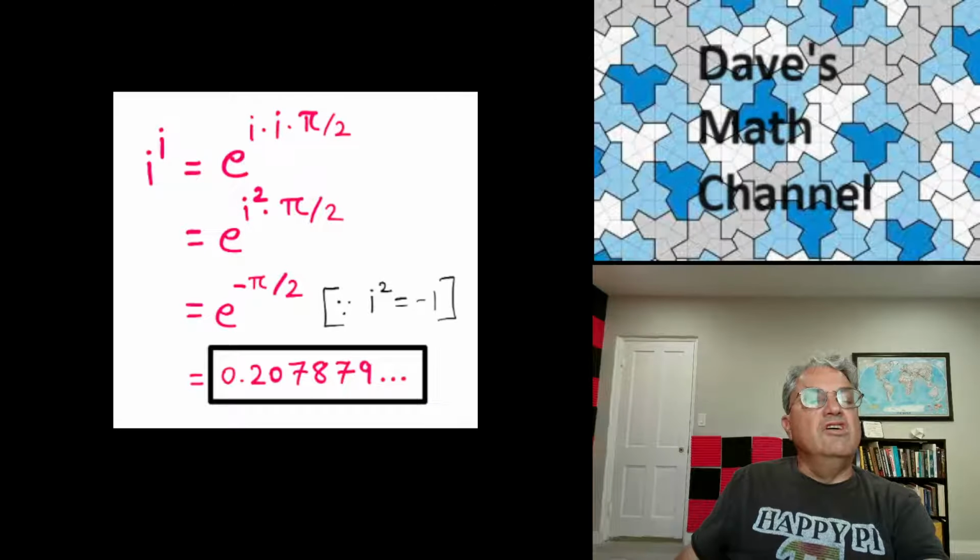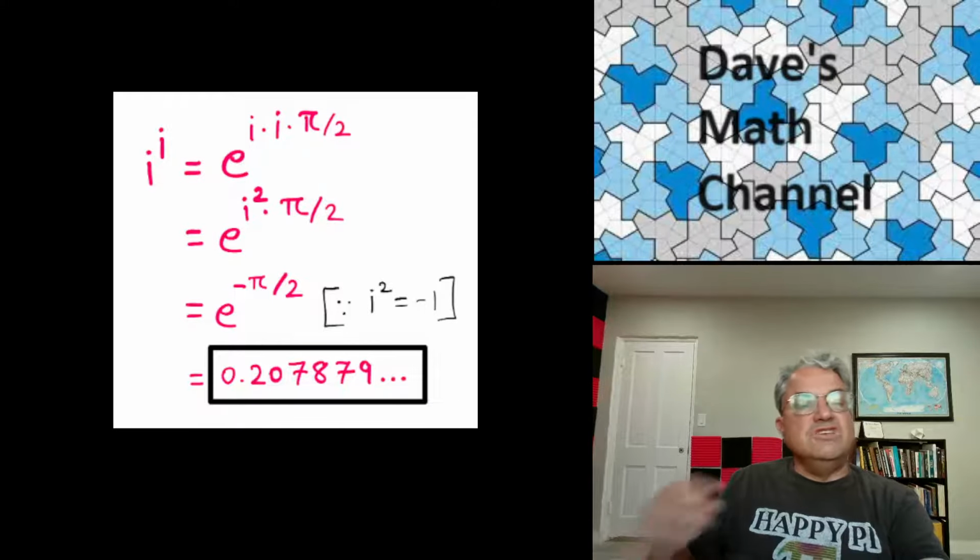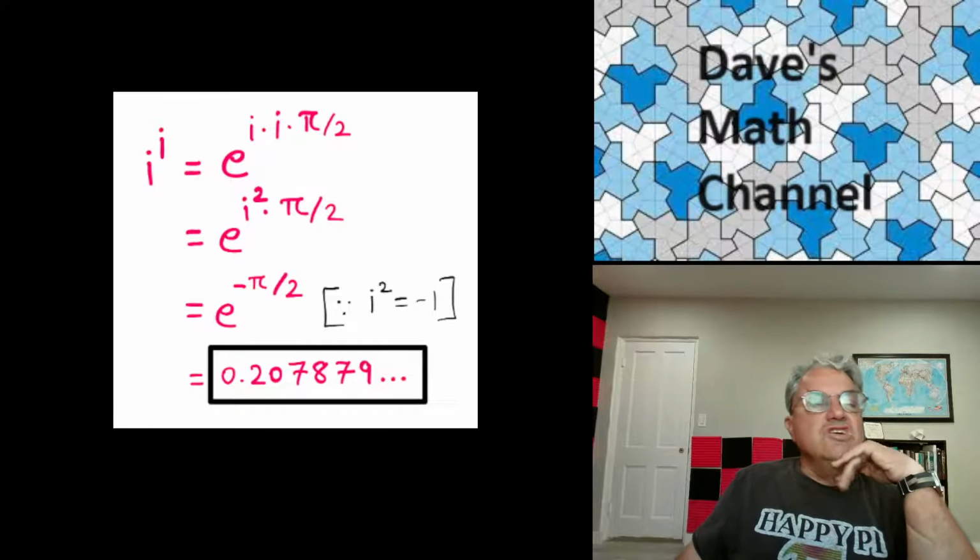But anyway, I thought I'd just finish with an interesting example. What if we wanted to calculate i to the i power? It turns out that you can calculate any base to any complex power using this formula. The trick is you write the base, in this case i, as e to the i times pi over 2. Why can you write it that way?